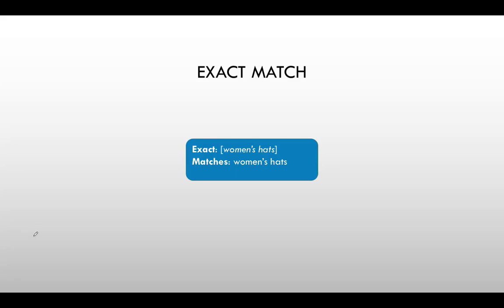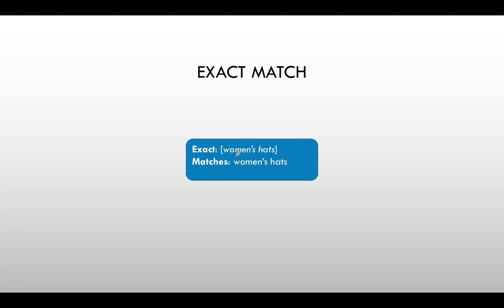The next match type is the exact match. Now, exact match is the most restrictive match type out of all the other match types. In exact match, you're telling Google to trigger my ad only if my keyword matches exactly with the user search query. Suppose the keyword that you're targeting is women's hats.